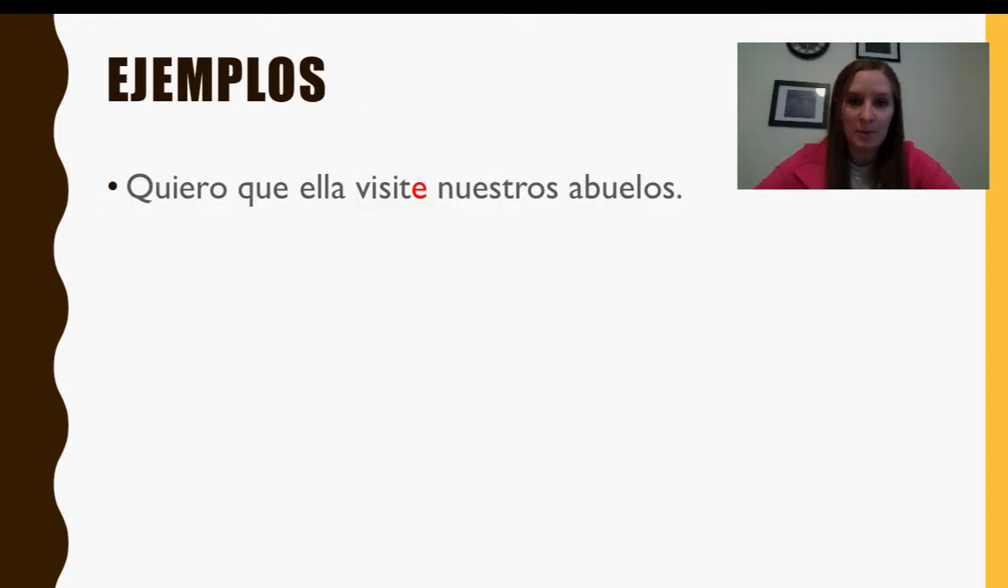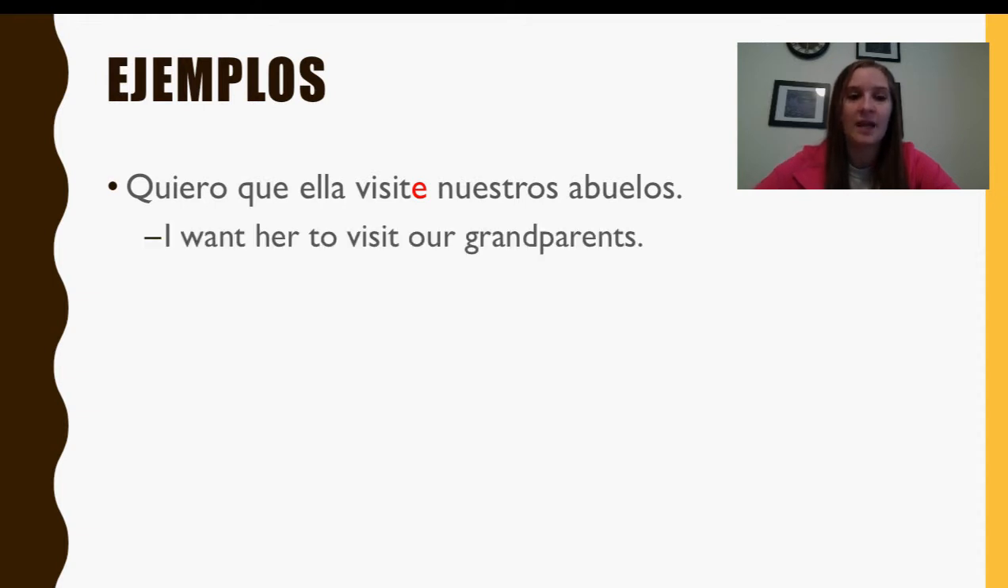Miramos algunos ejemplos. Número 1. Quiero que ella visite a nuestros abuelos. Here, because we know it's subjunctive, because we have two clauses, we have the subjunctive in the dependent clause, the clause that's dependent on what I want. So we know it's not necessarily going to happen. Quiero que ella visite a nuestros abuelos. So the visitar, go to the yo form, visito, drop the o, visit, add the opposite ending, visite. And it means I want her to visit our grandparents.